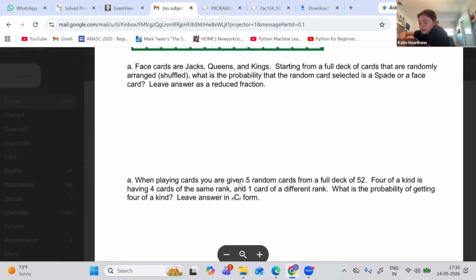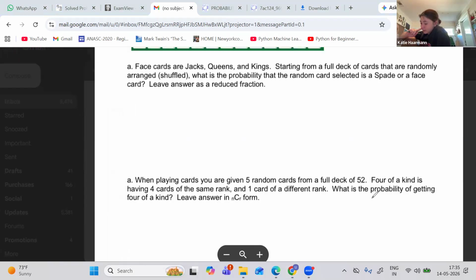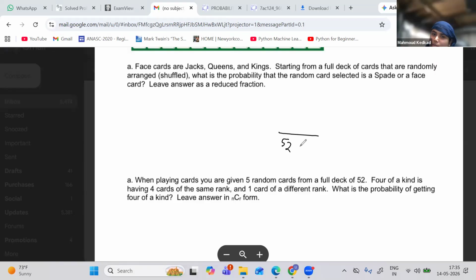Okay. And then when playing cards, you are given 5 random cards from a full deck of 52. Four of a kind is having 4 cards of the same rank and 1 card of a different rank. So you're selecting 5 from 52, so that's going to be 52C5. And then from those 5, you're selecting 4 cards of the same rank. So let's say you've selected 1 as the first rank. So it's going to be 13C1. And then from that rank, all 4 cards are the same rank, so that's going to be 4C4.